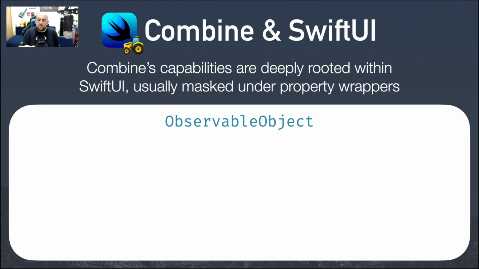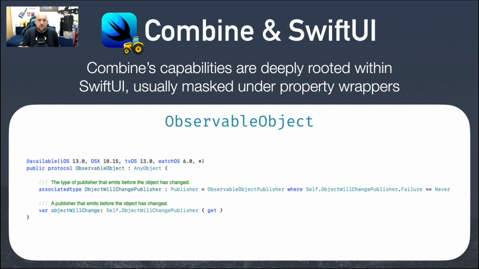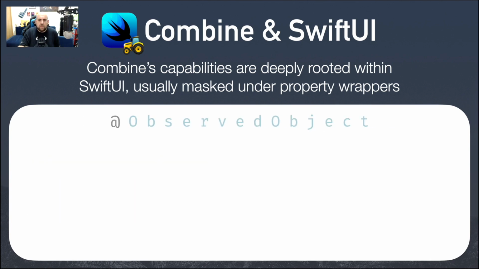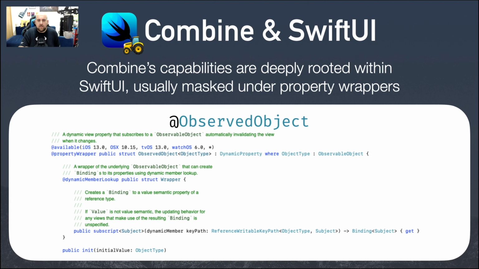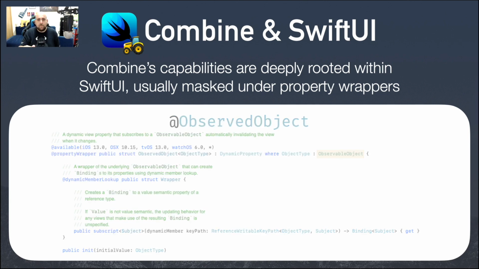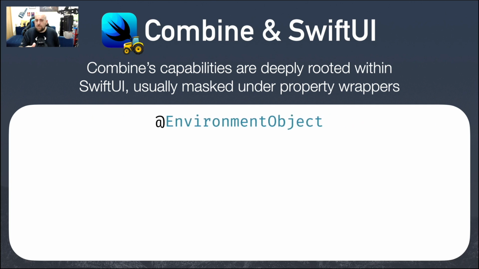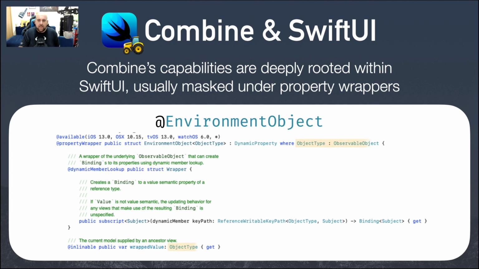For example, ObservableObject. We look at the protocol, and we see that we have an objectWillChange publisher, which is obviously a Combine publisher. Then we have ObservedObject. That one under the hood uses an ObservableObject, which again uses a publisher. We then have the EnvironmentObject, which some of you might know, that uses, again, an ObservableObject, and the wrapped value is also the object type, which is this same ObservableObject using a publisher.